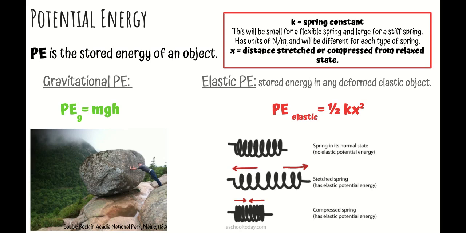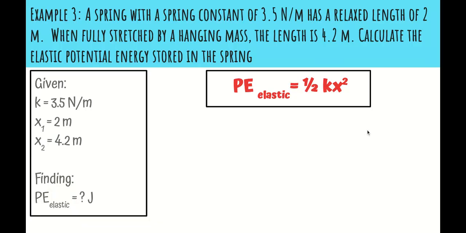Sometimes it'll be given. And then x is going to be the distance that the object is stretched or compressed from its relaxed state. Some examples of that: the first one here with the spring in the middle is just sitting in its normal state, but then you can stretch your spring and cause elastic potential energy, or you could also compress it, because in either state they want to return to their normal state.